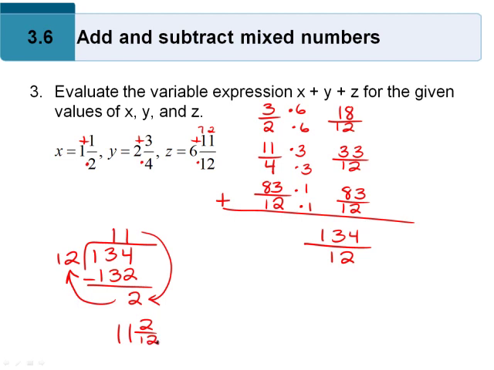Now, here is the gold star question of the day. Can I leave my answer like that? No, because 2 12ths can be reduced. So you don't do anything with the whole number, with the 11, but you have to reduce that fraction. So your final answer is going to be 11 and 1/6. And that's the answer there. Okay?